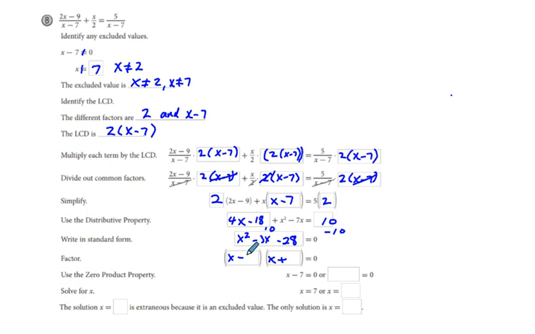So minus 7 plus 4. So we have x minus 7 equals 0, or x plus 4 equals 0. So we have x equals 7, or x equals negative 4. The solution x equals 7 is extraneous because it's an excluded value. The only solution is x equals negative 4.